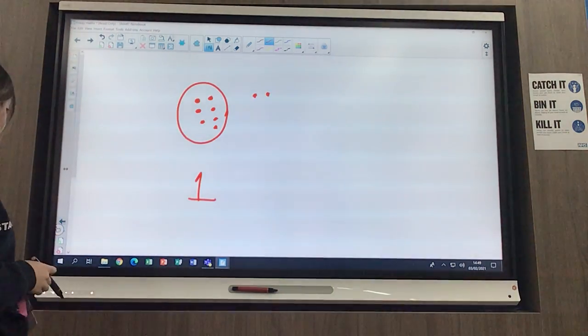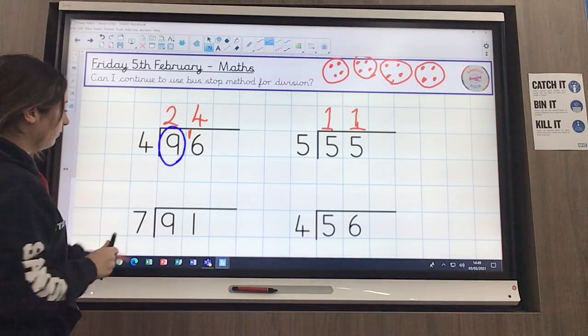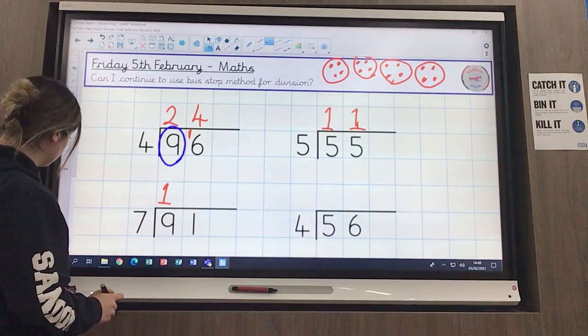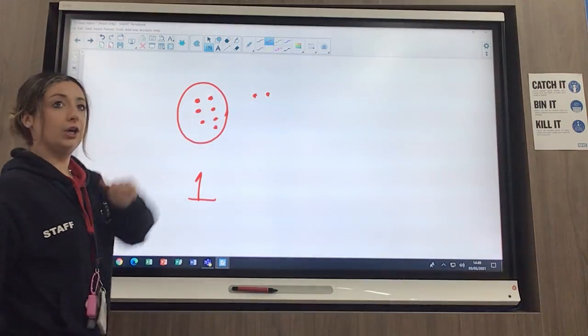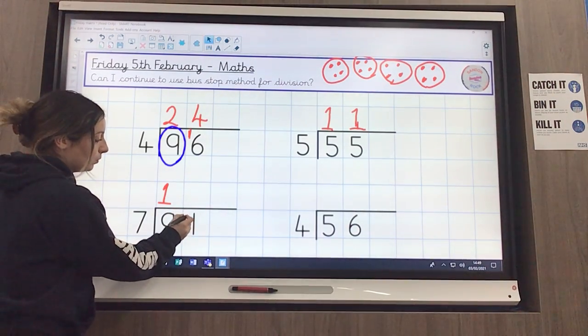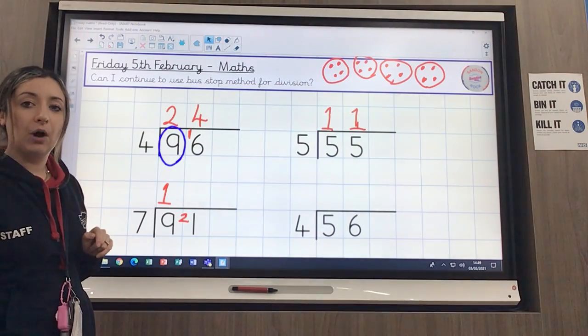So let's go back. How many groups did I have? I had 1 group, but how many did I have that were left over? 2, didn't I? Well done. So my 2 gets carried across, and this 1 is now turned to the number 21.